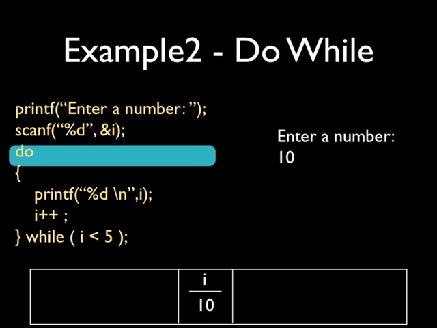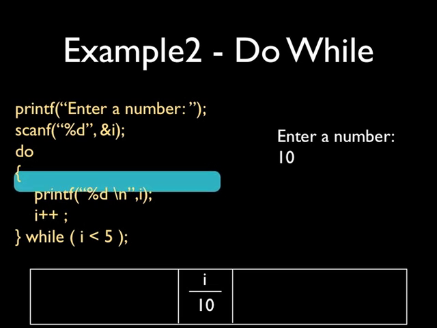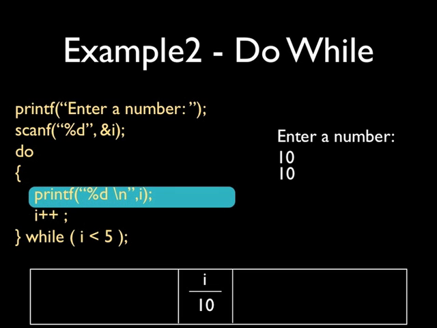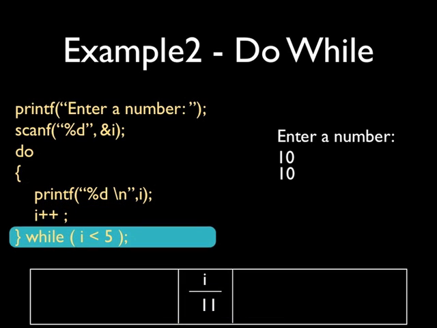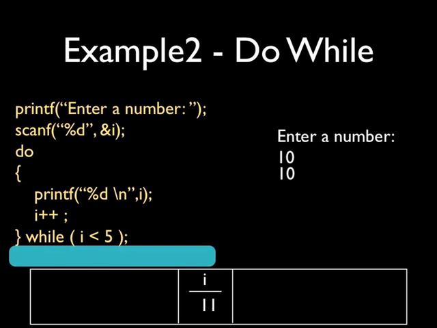We enter the do, which says, yep, do the loop. So we print out I's value to the screen. So we print out 10. Then we go I++ to make it 11. And now we check if 11 is less than 5, which it isn't. So that's false, means we exit the loop. So notice how the do-while loop, even though we had a false condition, because the check is at the end, we still run through the entire loop at least once.